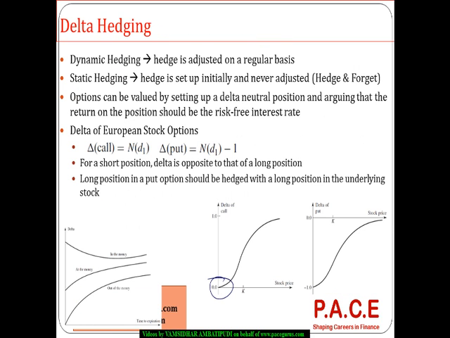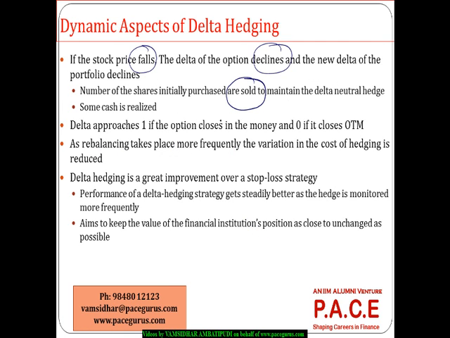And what we are also seeing is that the delta will come closer to 1 as the stock price increases drastically. If the option is closing in the money, it is coming close to 1. If the option is closing out of the money, it is becoming close to 0. The same thing goes with the put. If the option is closing in the money, you will find the delta close to minus 1.